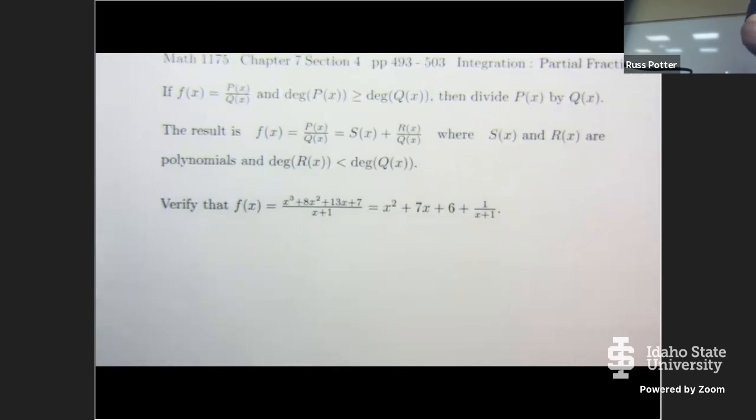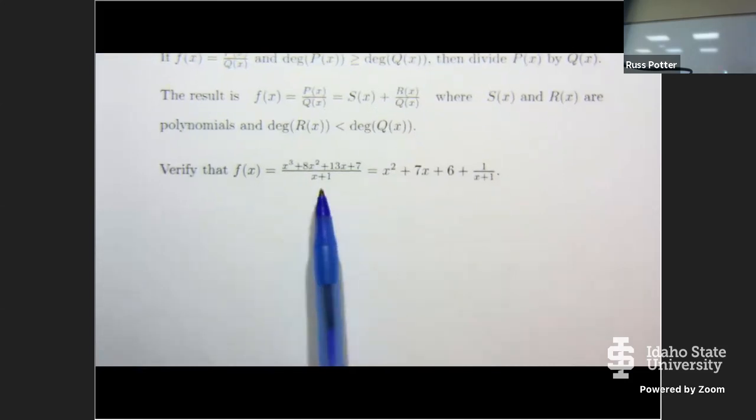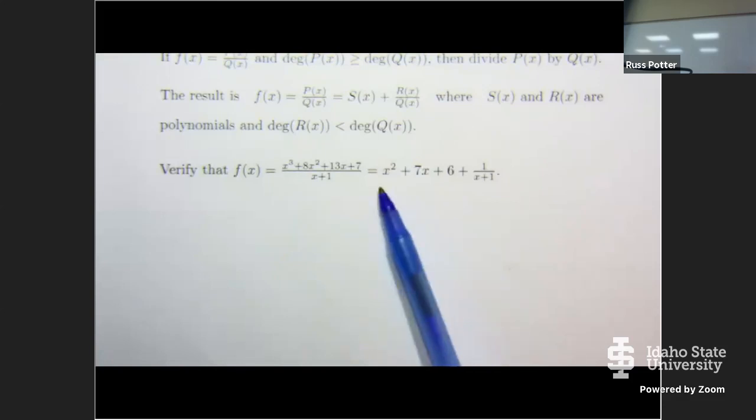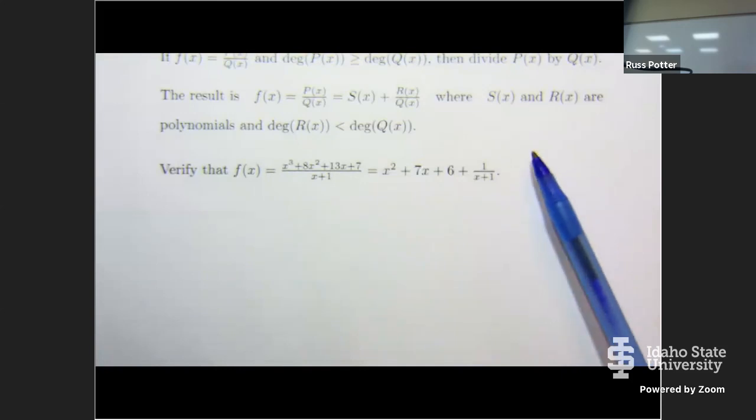Okay, so in this next example, we're going to verify that this improper rational function, x to the third plus 8x squared plus 13x plus 7 divided by x plus 1, is equal to the polynomial x squared plus 7x plus 6 plus this simple rational function 1 over x plus 1.